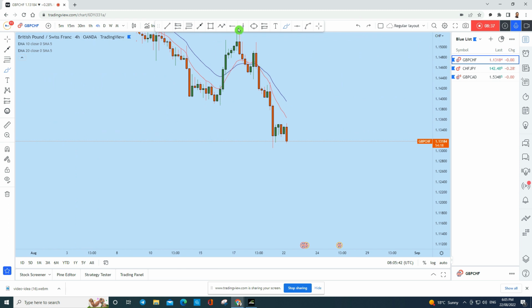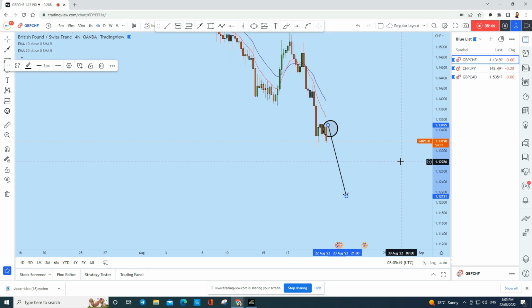We'll consider shorting upon the closing of this candle. If it satisfies all the rules of our strategy, we'll consider shorting GBPCHF in this move to the downside with a high risk to reward ratio.